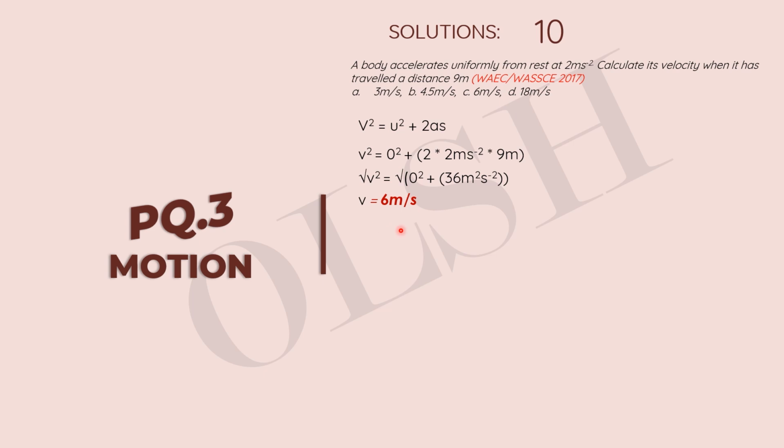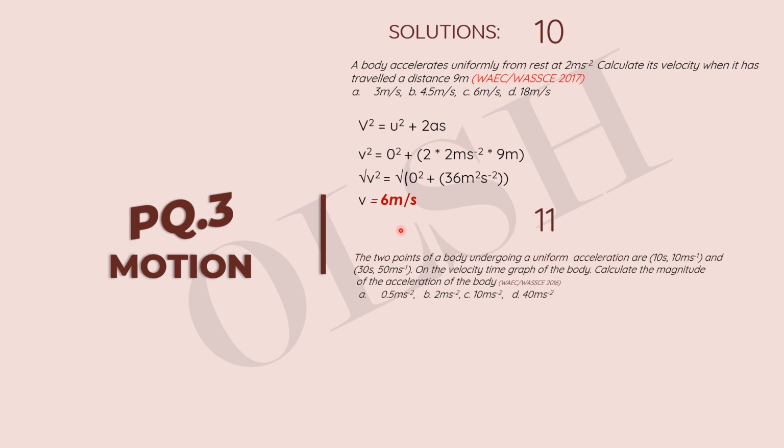Okay, so number 11, the 2 points of a body undergoing a uniform acceleration are 10 seconds at 10 meters per second and 30 seconds at 50 meters per second. On the velocity time graph of the body, calculate the magnitude of the acceleration of the body.